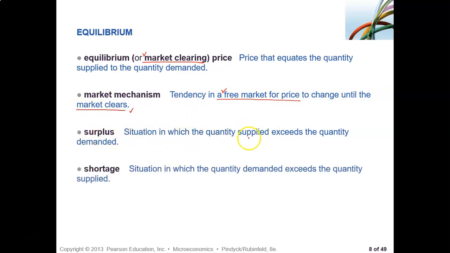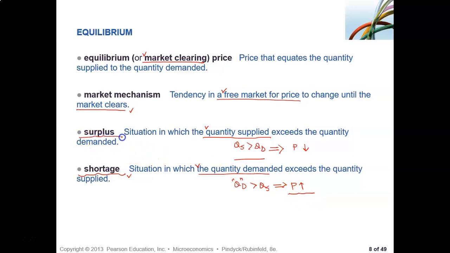Surplus is a situation in which quantity supplied exceeds quantity demanded. QS is higher than quantity demanded, so we are above the equilibrium price, and there will be pressure on price to decrease. On the other hand, shortage, as we have described in the previous slide: demand is higher than supply, so consumers will bid against one another, and there will be pressure on price to increase. This will happen below the equilibrium price. We have shortage, and there is pressure on price to increase.